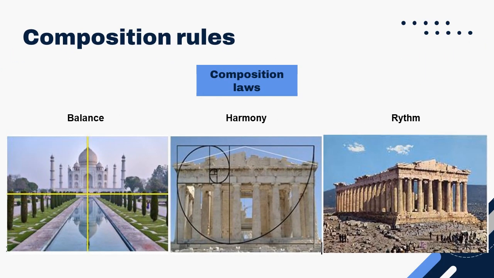The composition laws are as follows. Firstly, we have balance. Balance is based on the principle of symmetry in relation to the center of interest. Then we have harmony, which is based on the respect of proportion. And finally, we have rhythm. It expresses repetition of identical elements.